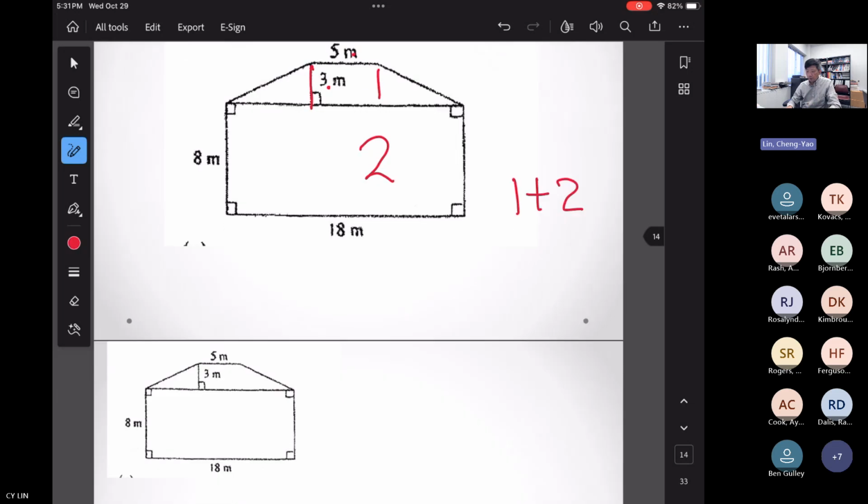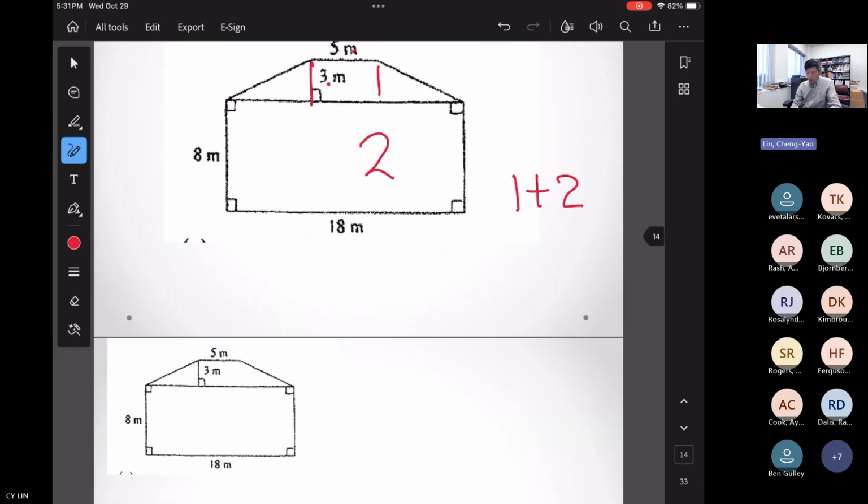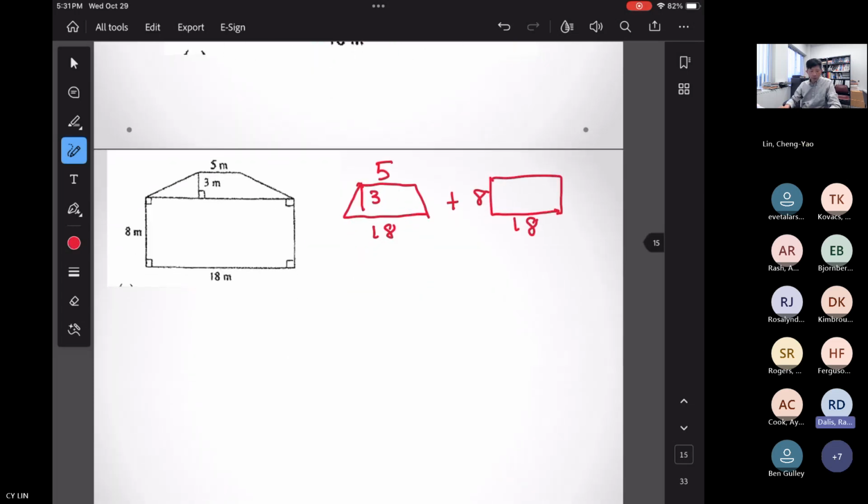So can we find out the first area? The first area is this. The base is 5 and that's a 3. And then since this is 5, 18 is on the bottom, right? And then plus the second one, the first area plus the second area, 8 times 18. Is that right? So therefore, we have a formula for this.